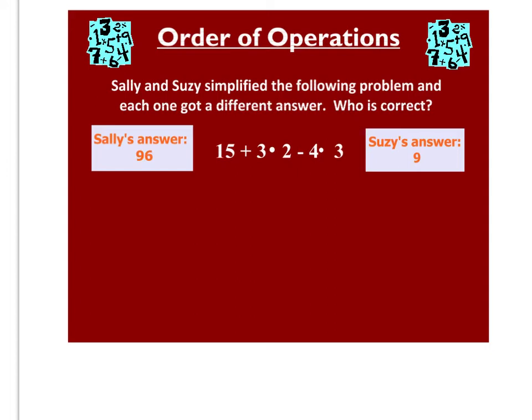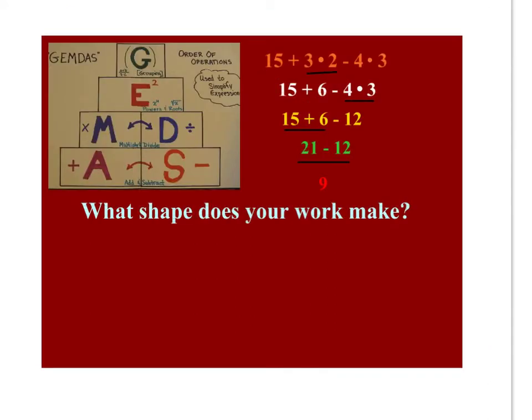Okay, so hopefully you got your answer, and let's see what the correct answer is. So if we look here, what we see is the first thing that they did was they did 3 times 2 and they got 6. Then they did 4 times 3 and they got 12. And then they went back and they did 15 plus 6, they got 21, and then 21 minus the 12 got 9.